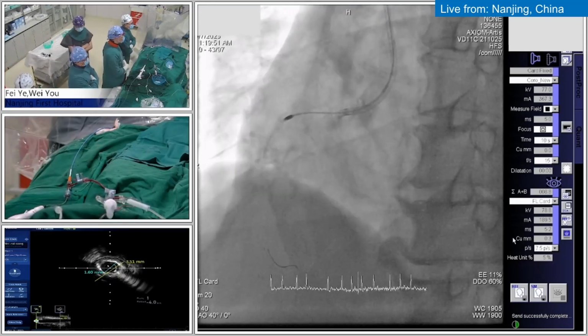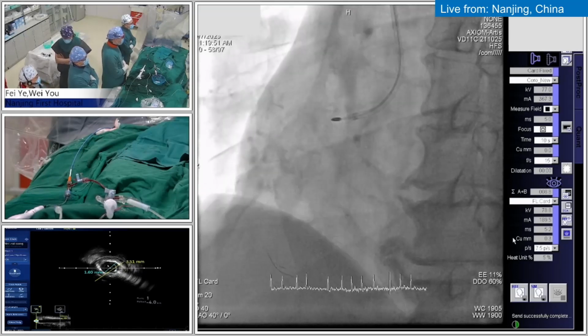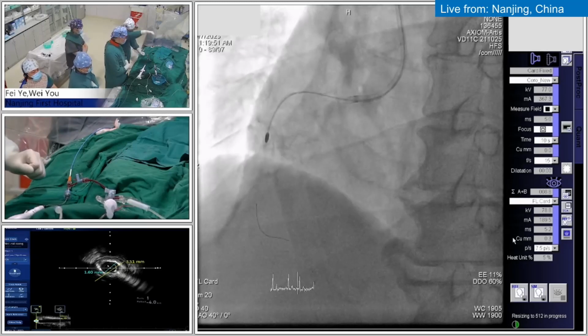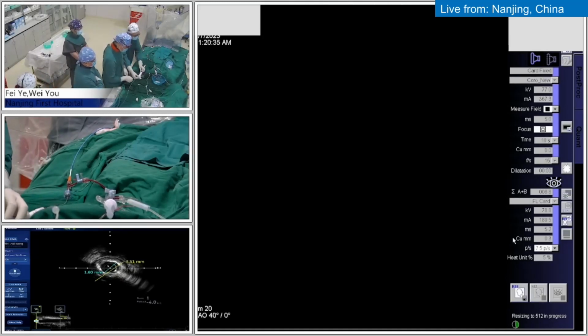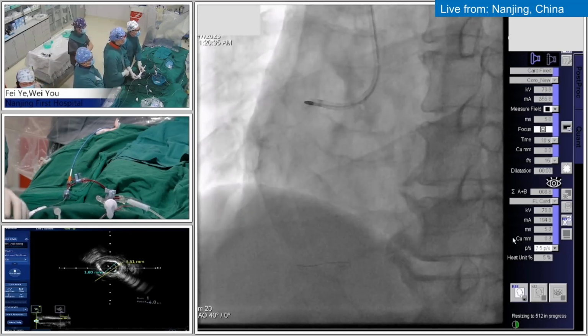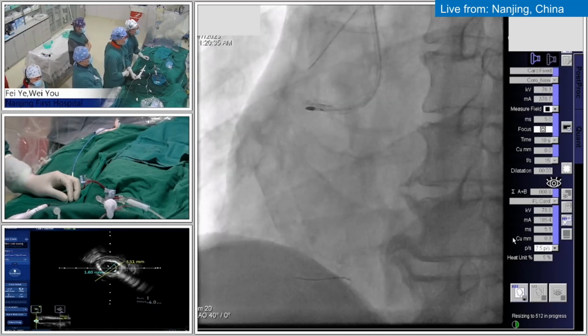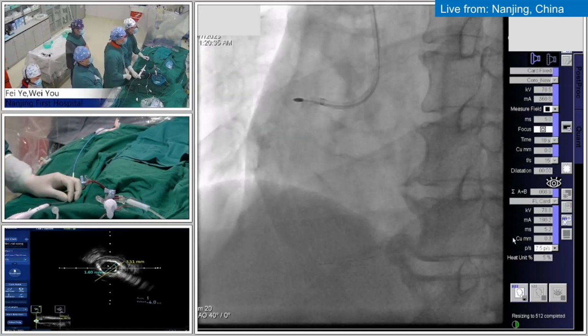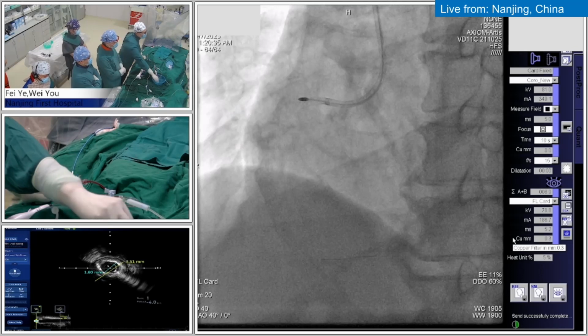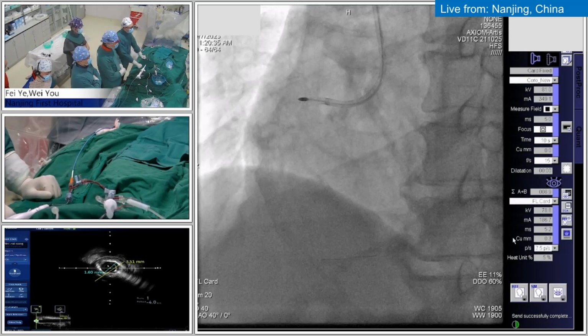Just because of severe calcification, maybe over 270 degrees, because the calcification was very diffuse, we can perform the rotor several times. Still pay attention to the patient's heart rate and blood pressure. The heart rate and blood pressure were very stable. Okay, we can rotor several times.